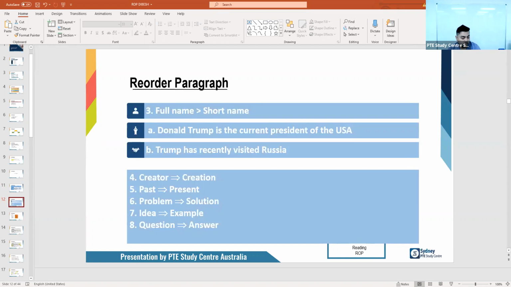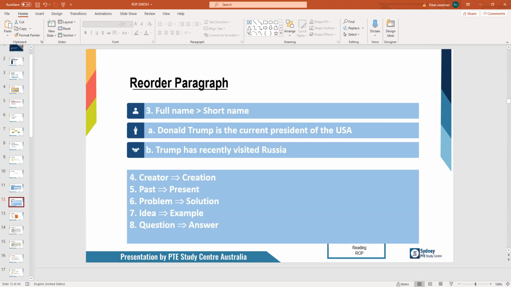Third thing about the orders: full name and short name. For example, if I've got two sentences, we know that they are together because of the names. How will we know which one comes first and which one second? So for example, if I have a sentence saying Donald Trump is the current president of the USA, and there is another sentence saying Trump has recently visited Russia. Which one will come first, guys? So first will be the full name, and then you'll go for the short name. So you will put the full name in your first priority in your order, and then you will come towards your short name. Are we clear?